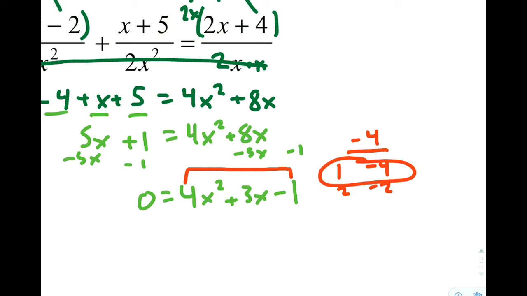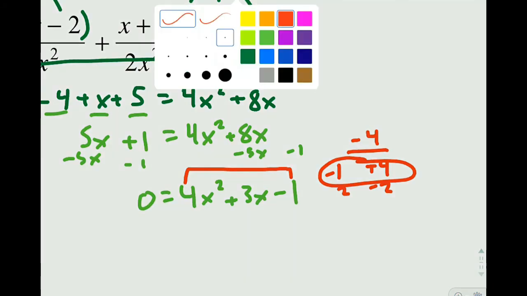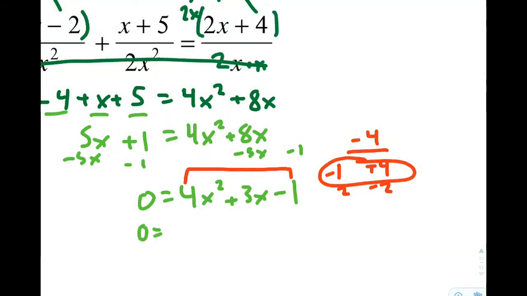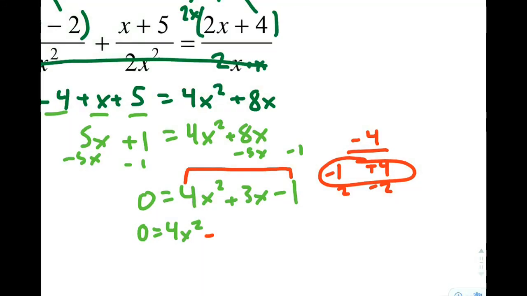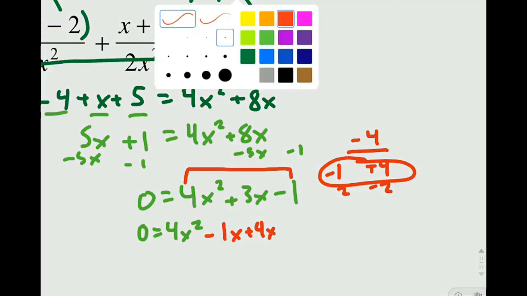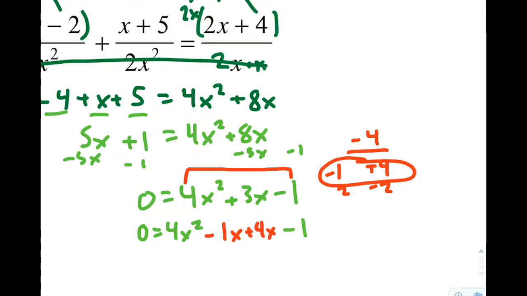These add to negative 3, so let's switch our signs so that they add to positive 3. And we're going to use that to rewrite this problem here. So 0 is equal to 4x squared, and we're going to split that middle term up into minus 1x plus 4x minus 1.